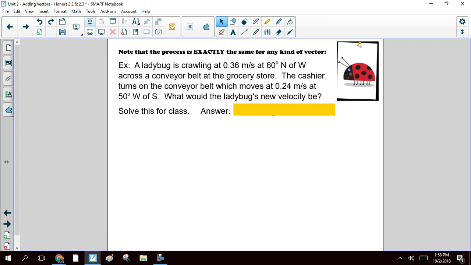All right? So you've got a ladybug crawling at 0.36 meters a second at 60 degrees north of west across a conveyor belt. Okay? Then the cashier turns on the conveyor belt. Ladybug keeps walking, but the conveyor belt is also now moving. So now the ladybug's velocity is going to be the combined result of him walking plus the conveyor belt. So to solve this problem, you're going to literally add this vector with this vector and find your result. Okay, so pause the video right now and try to solve it.